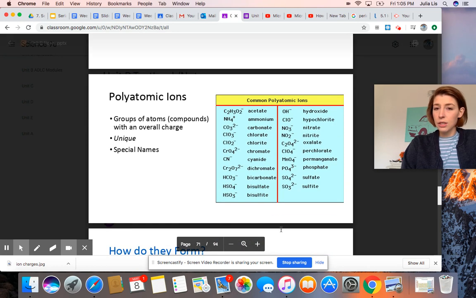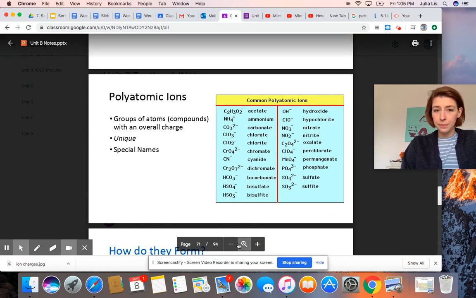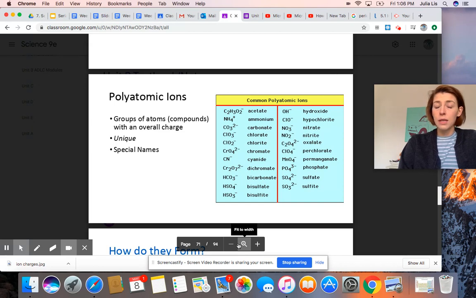Polyatomic ions are a group of compounds that hold a charge as a group. So most often when we have a chemical reaction between an element and another element, and we have a compound, that compound, if it's ionic, won't have a charge. You have an exchange of electrons. And so there's no charge to that compound.